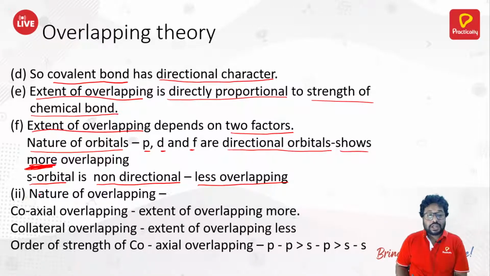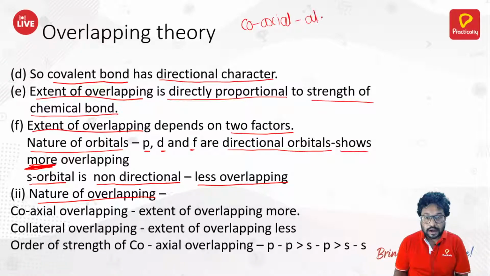Next, the nature of overlapping. Now there are two types of overlapping. One is coaxial, another is collateral. Coaxial means along the axis.